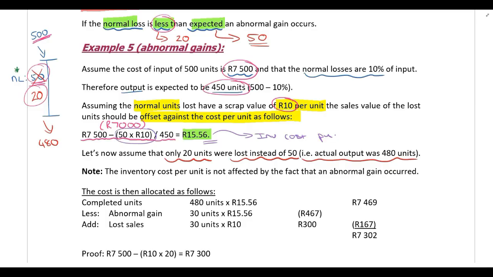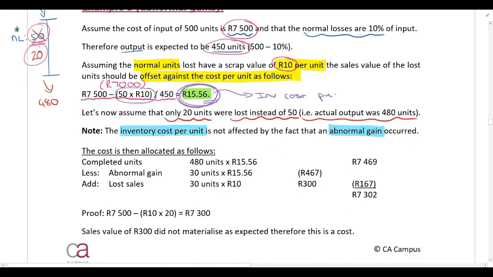What's important to note is we do not adjust the value of inventory for any abnormal gains. So the value of inventory is going to stay at 15.56 Rand. Do not adjust the value of inventory. So look what happens now when we allocate this cost. What goes to my finished goods or my completed goods? I've got 480 units. I don't adjust the value of my inventory. I value them at 15.56 Rand each. So that is my inventory, my finished goods inventory, which is sitting as an asset on my statement of financial position.